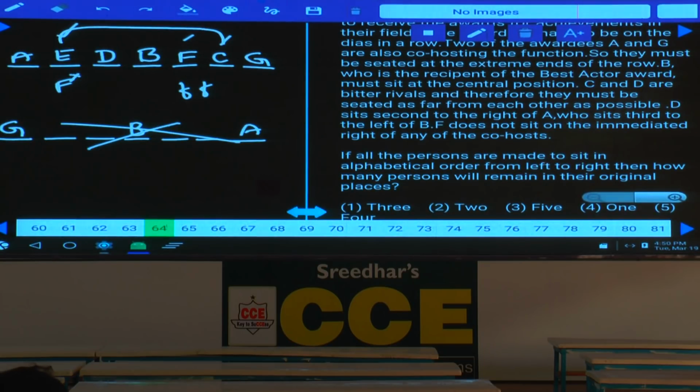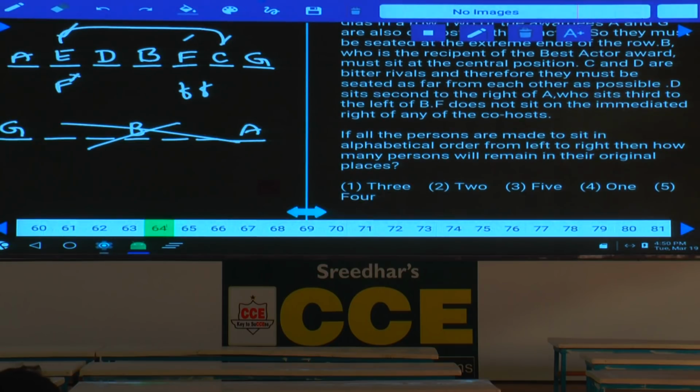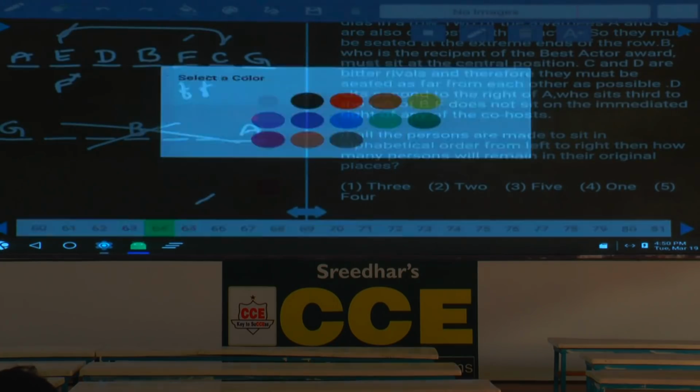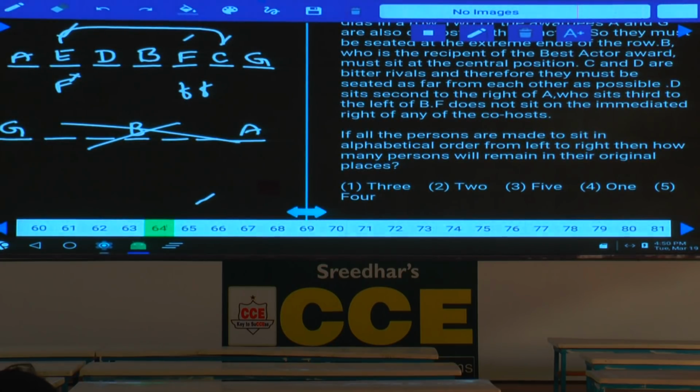Then question number 64. And if all the persons are made to sit in alphabetical order from left to right, then how many persons will remain in the same place? Now this is A, B, C, D, E, F, G. Tell me how many persons remain at the same place? 2 persons, A and G. 2 persons, that is choice 2.